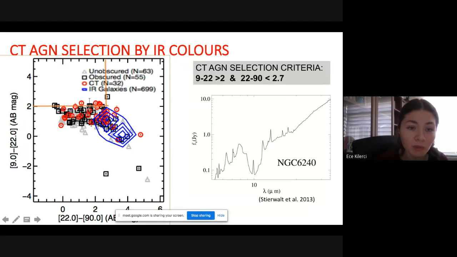And here, when we look at the infrared spectrum of one of these sources, we see that these systems, of course, have deep silicate absorption. So this Akari 9 micron band shows us this absorption here. When we have a deep absorption and a steep continuum, we see a difference in colors of these Compton-thick AGN. Then we wanted to test this color selection in our large Akari galaxy catalog.